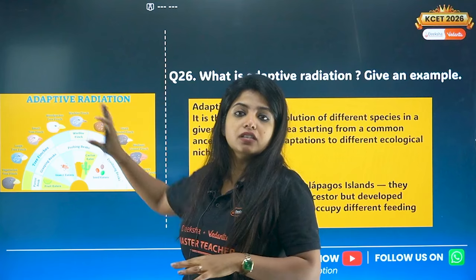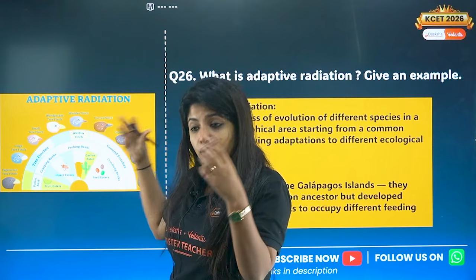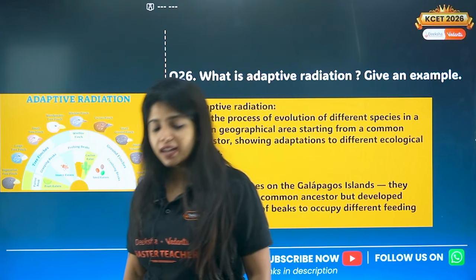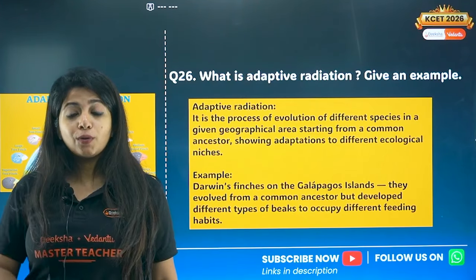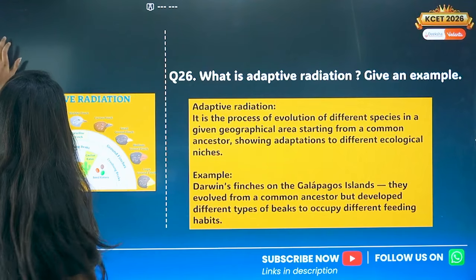Individually, if we talk, they are showing divergent evolution. But if we talk about two species, they are showing what? Convergent evolution. This is an example of placental mammals and marsupials. Go through it, very important.